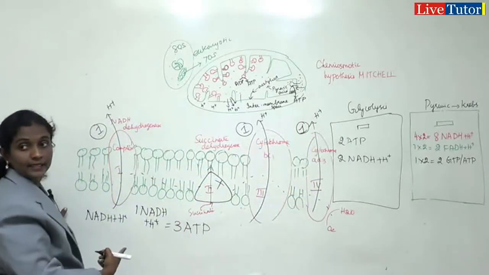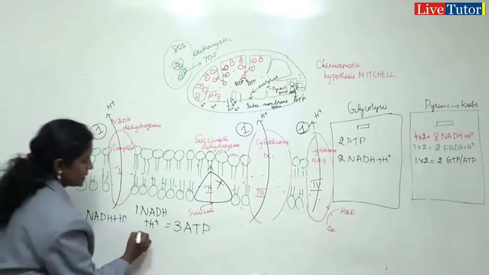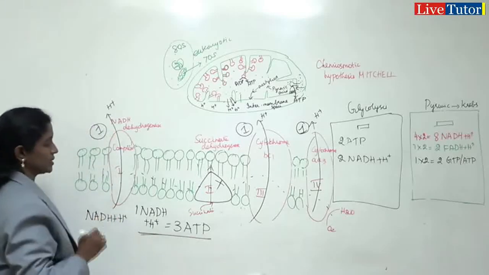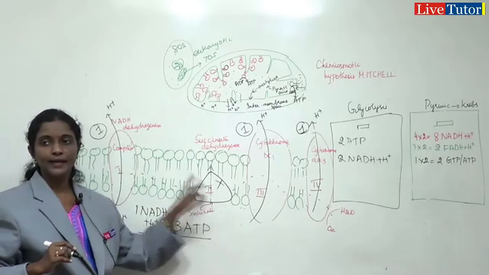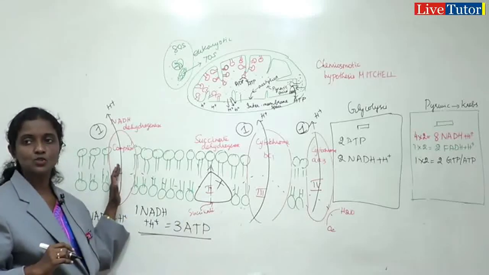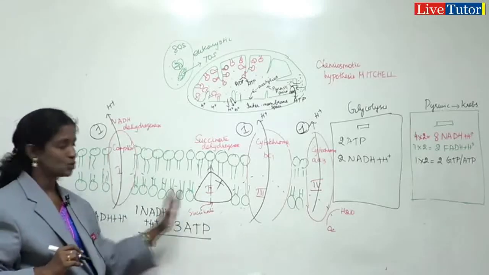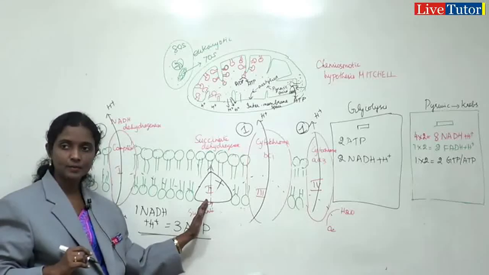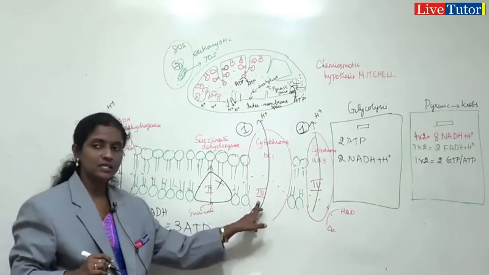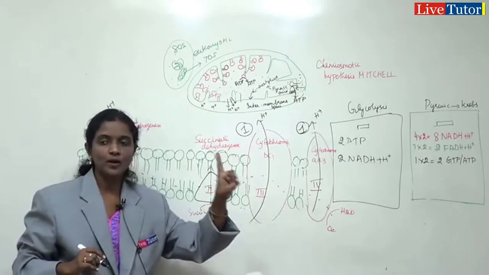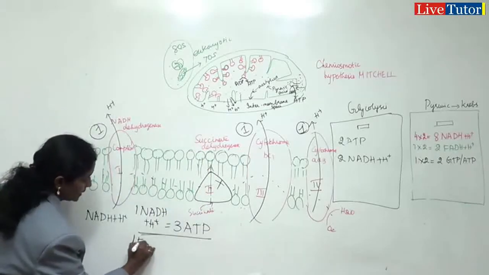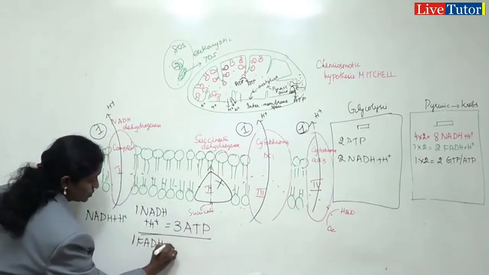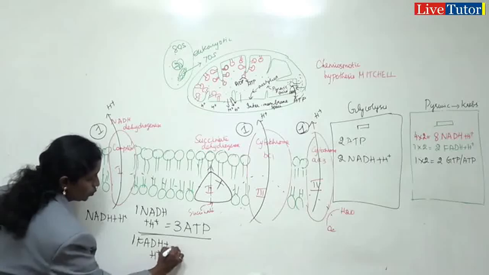Keep in mind, one NADH plus H plus will give rise to 3 ATPs. As succinate joins only at complex 2, it loses the ATP it would receive from complex 1. So it will only receive the ATP from complex 3 and complex 4. Therefore, one FADH2 gives rise to only 2 ATPs.